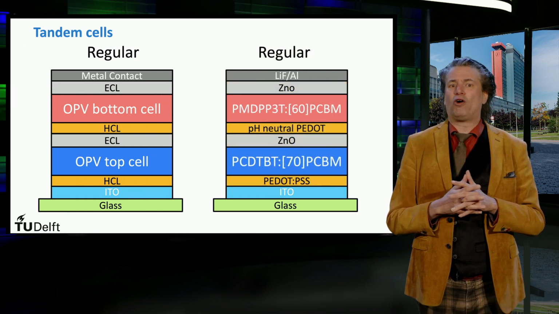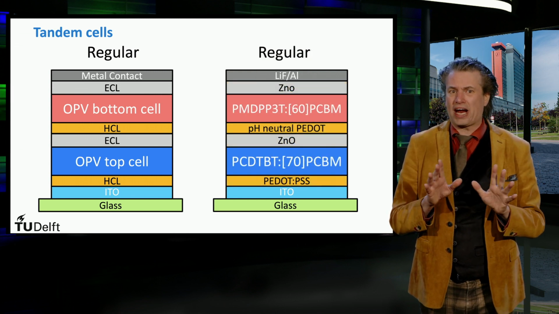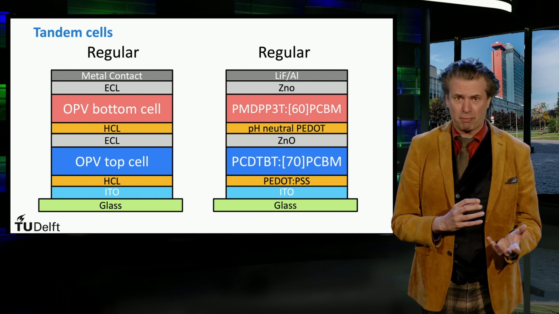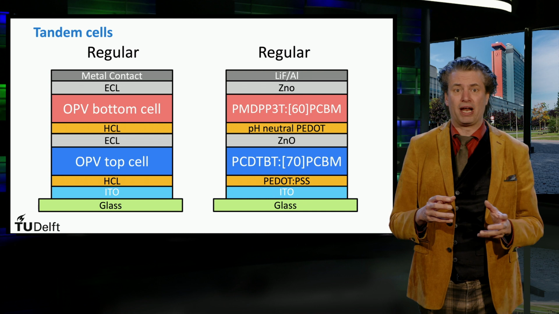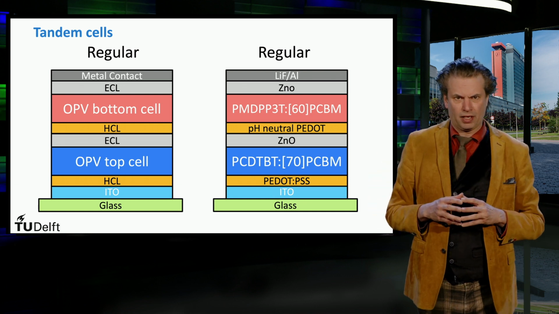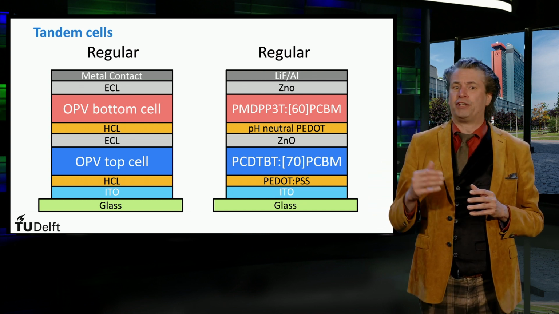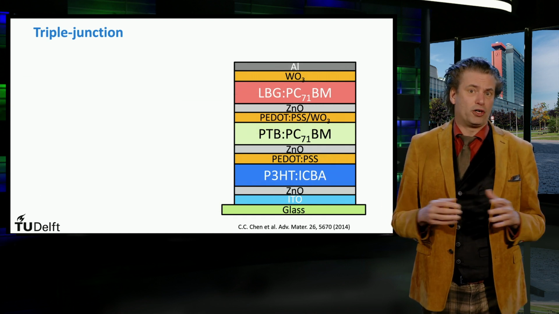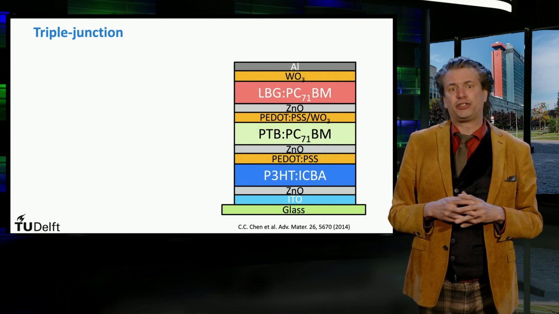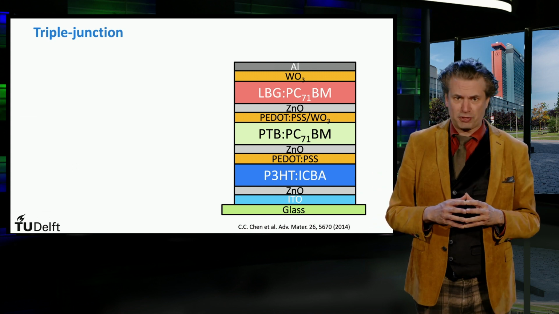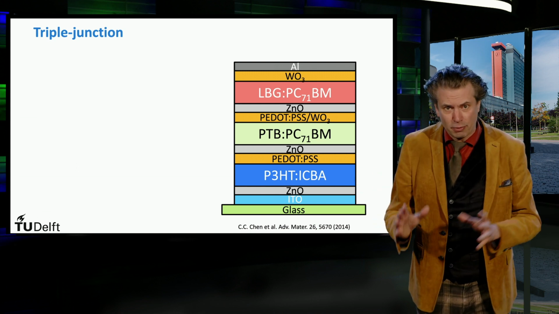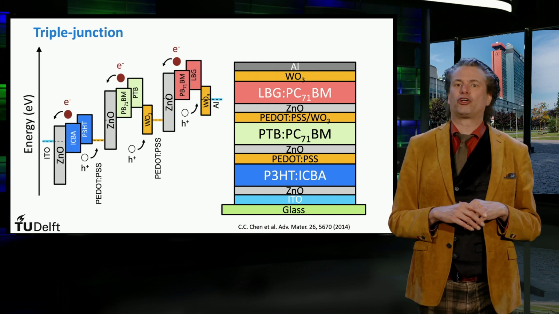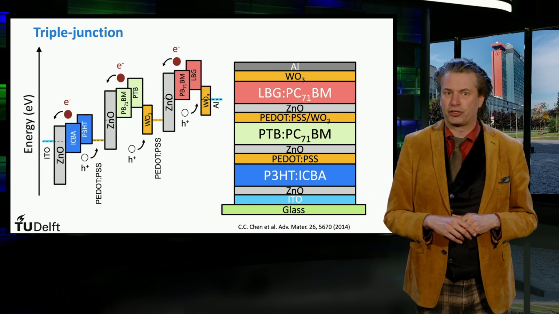Here you see an example of a tandem cell in a regular architecture. An organic material blend with a low bandgap material is used in combination with a blend with a high bandgap. Here we see an example of an inverted triple junction device. The bandgap of the organic PV blend is tuned from high bandgap for the top cell, medium gap for the middle cell, and low bandgap for the bottom cell.